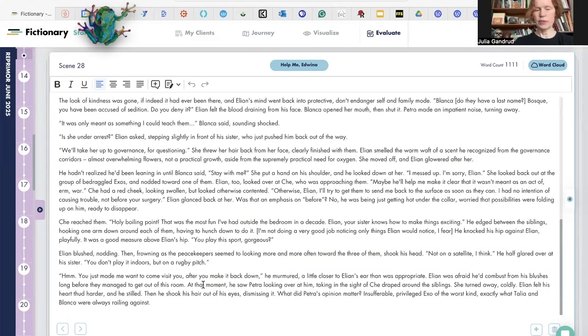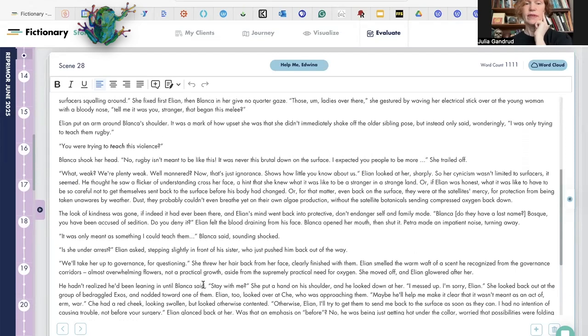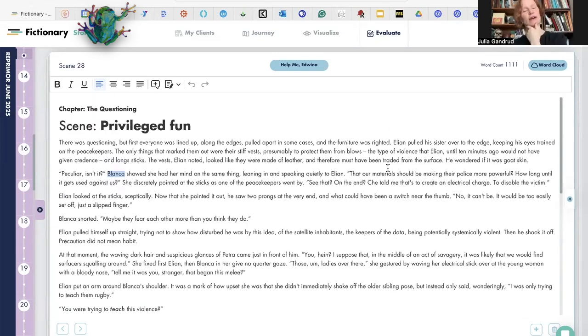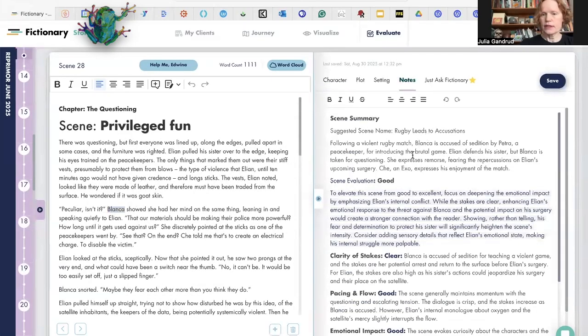Okay, so there's a little bit of flirting here that probably doesn't need to be there. I can probably get rid of the scene. Okay, so I said I wasn't going to use the tools, but I will go and look at my notes. So the summary was violent rugby match on the satellite. Blanca is accused of sedition by Petra for introducing a brutal game. My guess is that if I keep this scene, it's going to be about half the length or a third even.